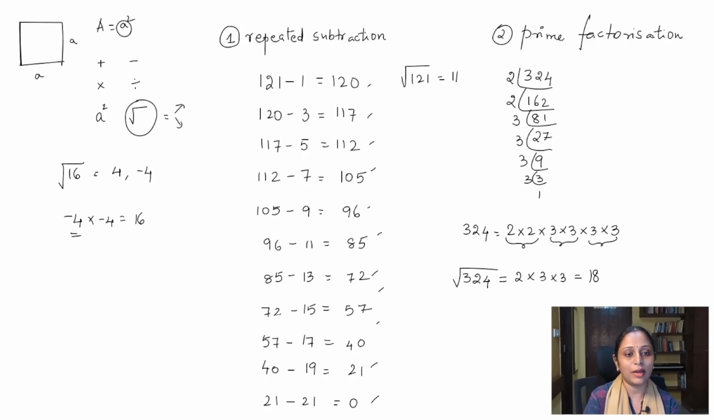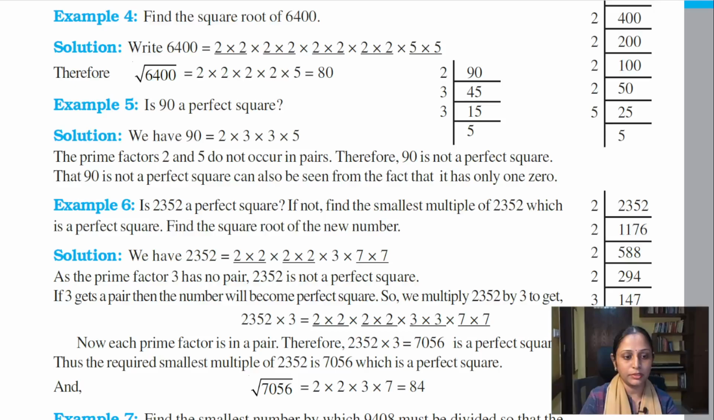Now that is one method of finding the square root. Now this prime factorization can be used for deciding whether a number is a perfect square or not also. How? Because once you do the prime factorization, if you see that there is one or more prime factors which is appearing an odd number of times, that cannot be paired up together, then it means that it's not a perfect square. There's no way that the given number is a perfect square. Okay. So it can be used for that as well. Let's look at the solved examples once.